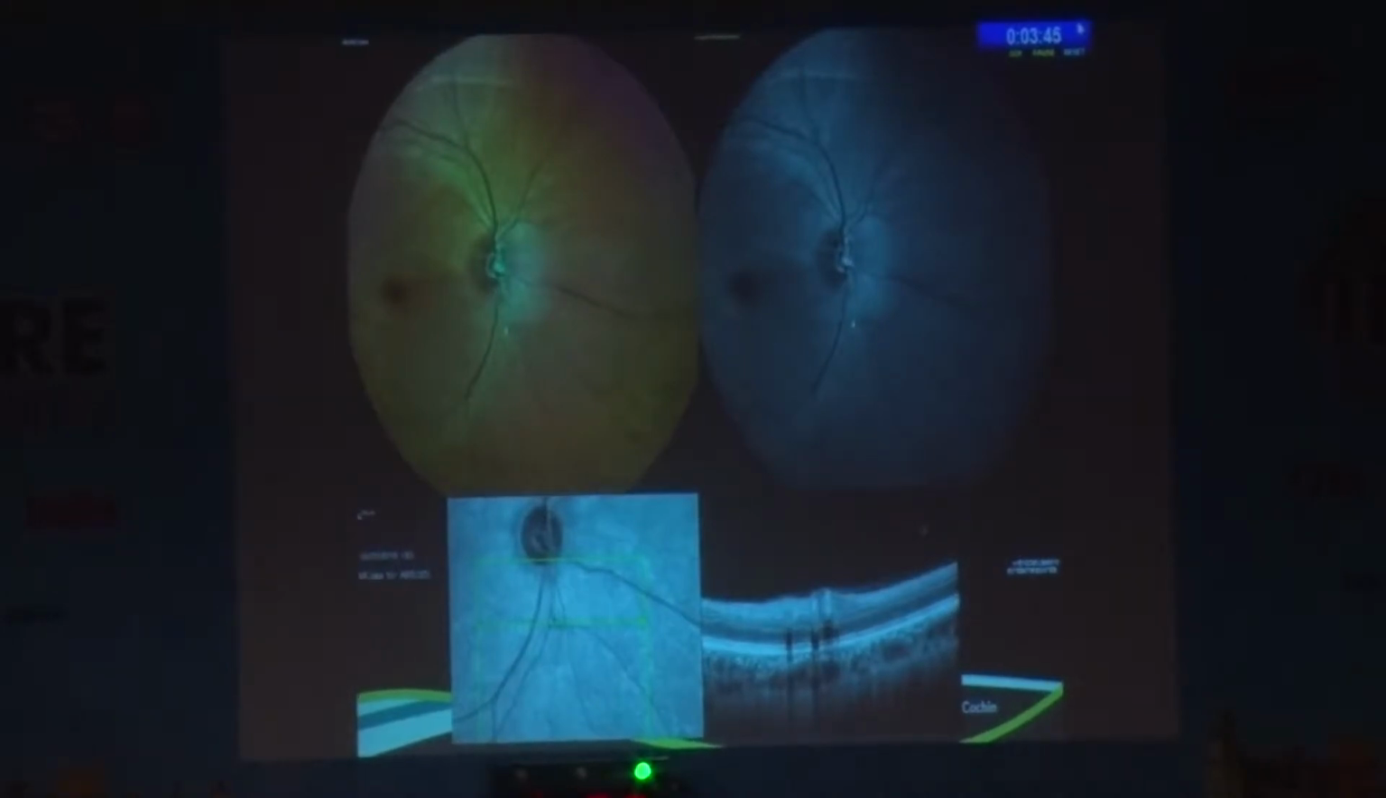This is emboli, retinal arterial emboli, which is very well seen on multicolor image. You see the greenish tinge to these emboli, and sometimes small emboli which can be missed can easily be picked up on a multicolor image.